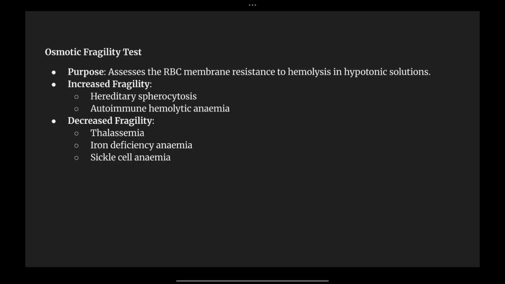So if the fragility is increased, the patient might have hereditary spherocytosis or they might have an autoimmune hemolytic anemia. If the fragility is decreased, the patient might have thalassemia or iron deficiency anemia or sickle cell anemia.